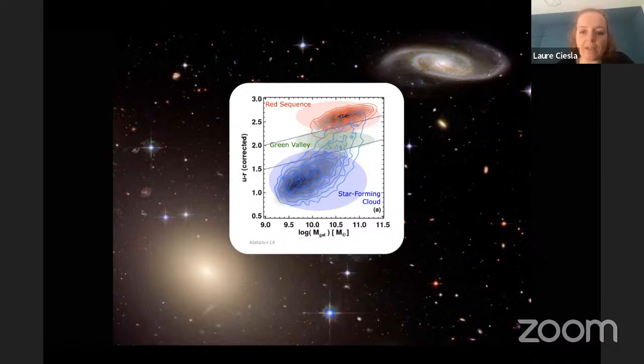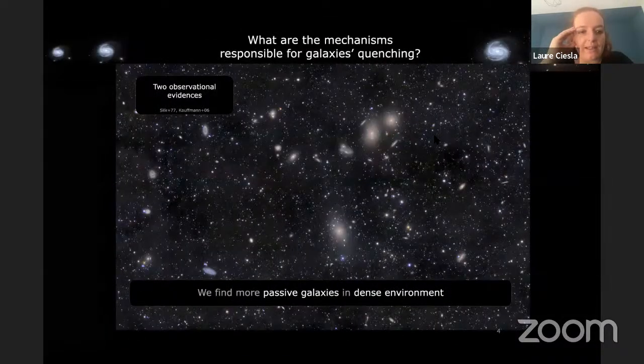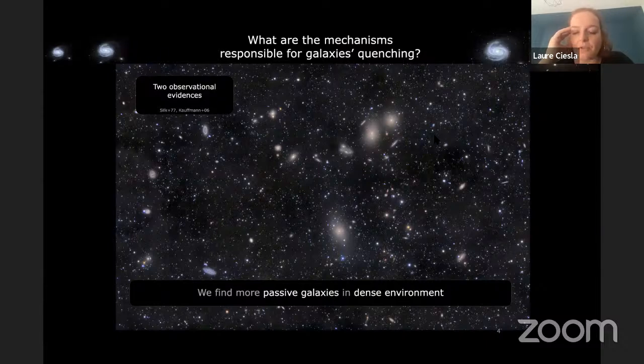To try to answer this question, we have two observational pieces of evidence. The first one is that we find more passive galaxies in dense environments. You have here an image of the Virgo cluster, the nearby cluster, and you really spot the numerous elliptical galaxies, the red ones. So you have more passive galaxies in very dense environments compared to the field. So you have a clue that the environment plays a role in making galaxies go from star forming to passive, to stop the star formation activity.